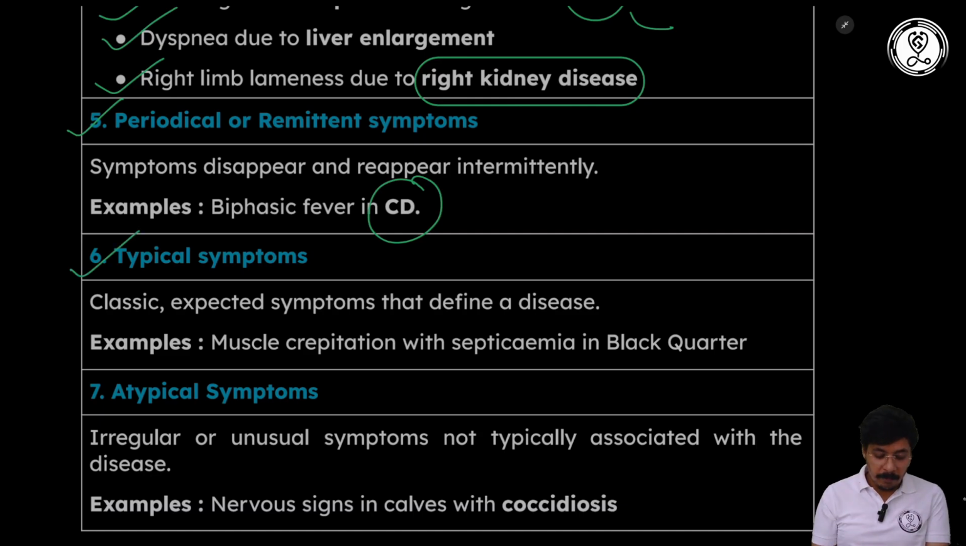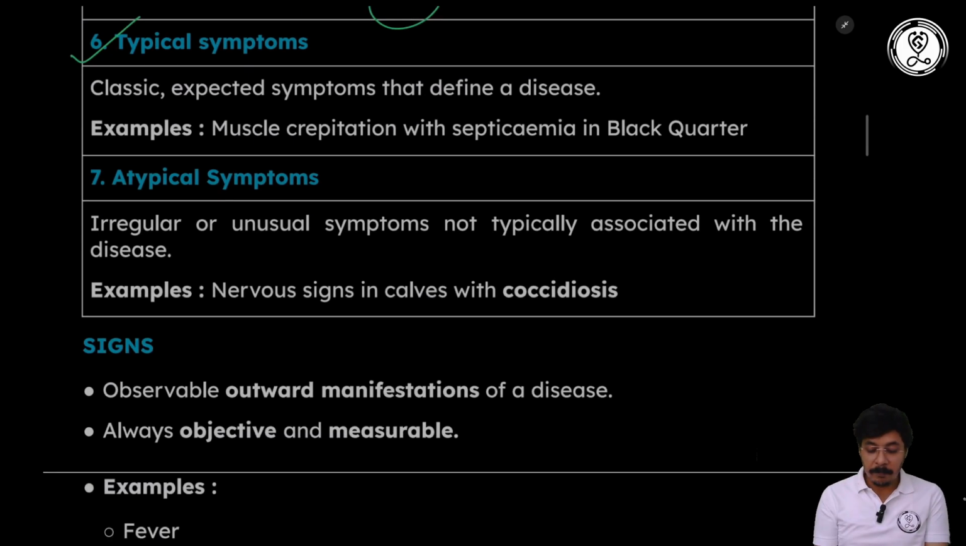Coming to the typical symptoms, they are the classical expected symptoms from a disease that define it. So basically, whatever the disease involved and whatever the classical symptoms, very specific to a disease, they are the typical symptoms. Like muscle crepitation in the case of black water with septicemia is the typical symptom, because whenever we are talking about black water in any animal, we are actually looking for these symptoms, which are the typical defining feature of this particular disease.